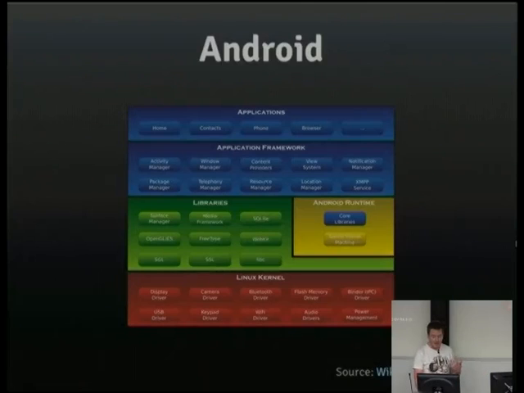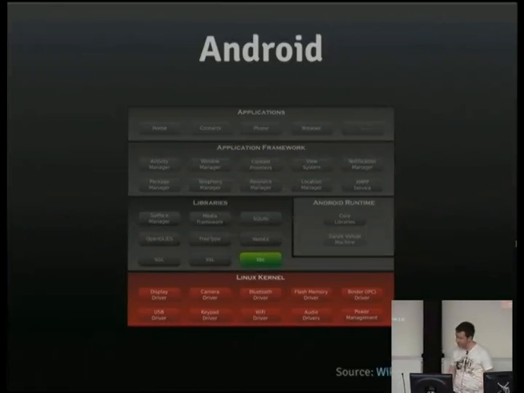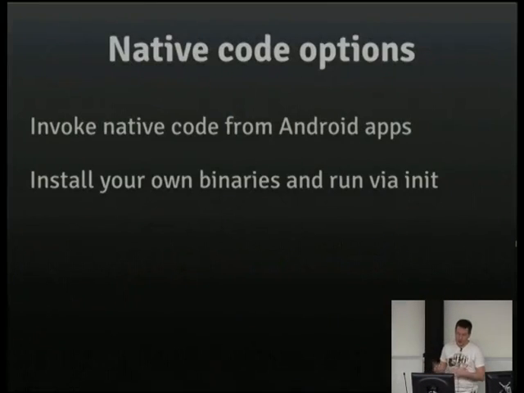So in that case, why not take all of these layers? It may just be that you only really care about the kernel and the C library. So as I said, if you want to run native code, you've got two options. You can invoke native code that's compiled using the native development kit from a regular Android app, or you can just, particularly if you've got root access to the device, build your own binaries and run them via init, same way you would on any regular Linux box. Because at the end of the day, it's really just a weird, slightly substandard Linux distro.